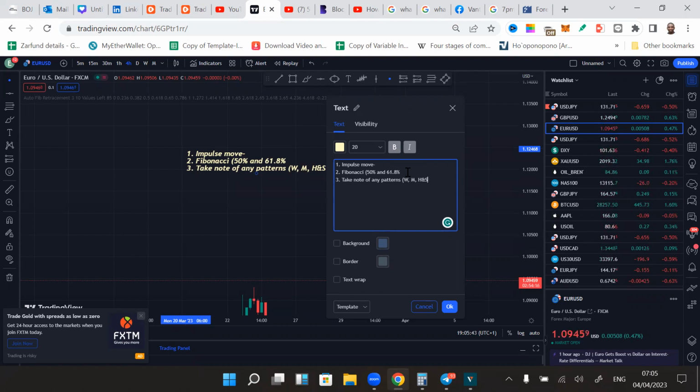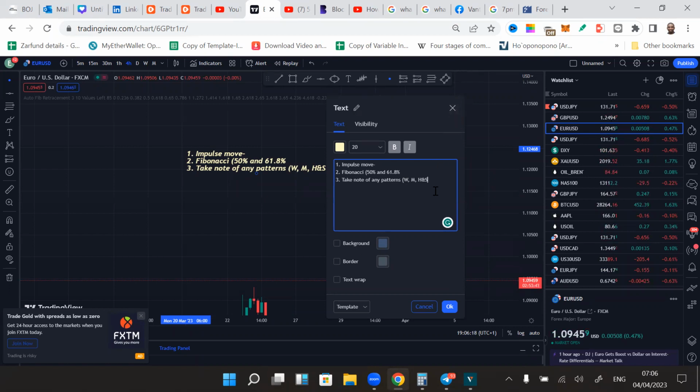Just understand that this class specifically is designed to help you get your best entries. If you don't understand everything, you can take the parts apart separately later on. But this is what you want to look at. Number one, notice an impulse move. Number two, pull out your Fibonacci and focus on the 50 and the 61.8. Number three, take note of any patterns that may be forming in the market.